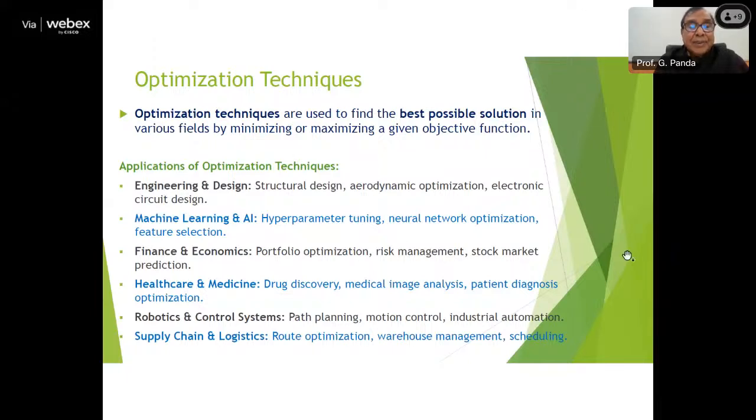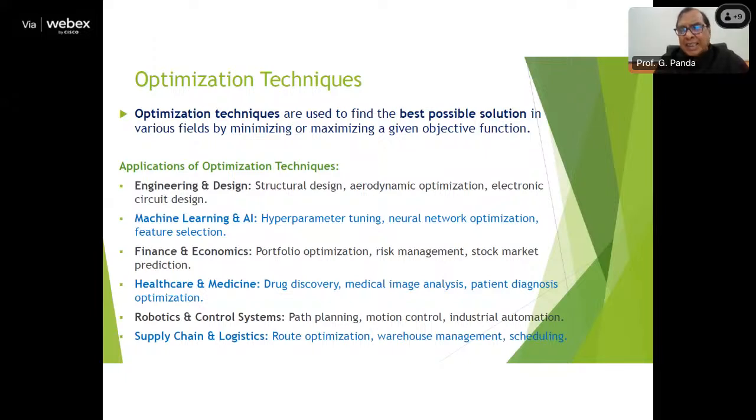Optimization techniques are fundamentally used to find the best solution in various fields, either by minimizing or maximizing a given objective function. I will tell you what is objective function. So basically, optimization essentially means maximization or minimization. One thing I want to add here, it may be a single variable or that function may be multivariable. I'll give an example.